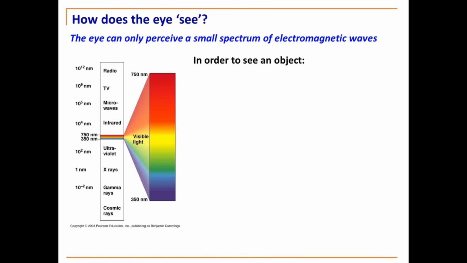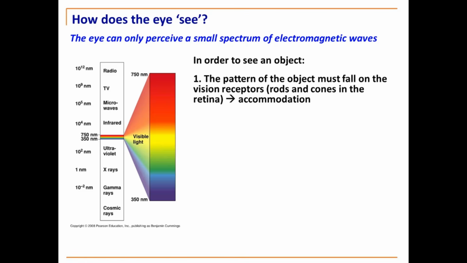So how does the eye actually see? The eye can only perceive a very small spectrum of electromagnetic waves. And in order to see an object, the pattern of the object must fall on the vision receptors, so that's your rods and your cones in the retina. And they have to be accommodated. Accommodation is the process of adjusting the shape of the lens so that the external image falls exactly onto the retina, so that it's in focus.